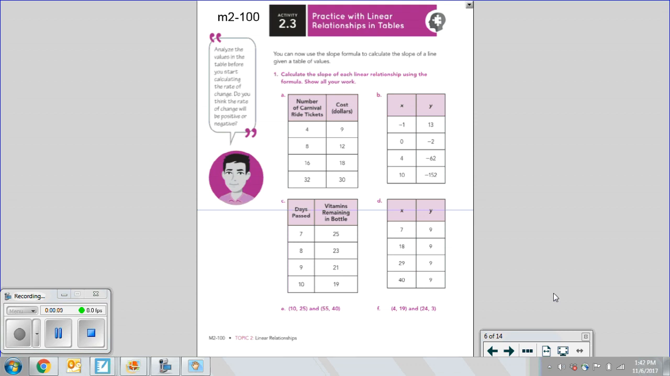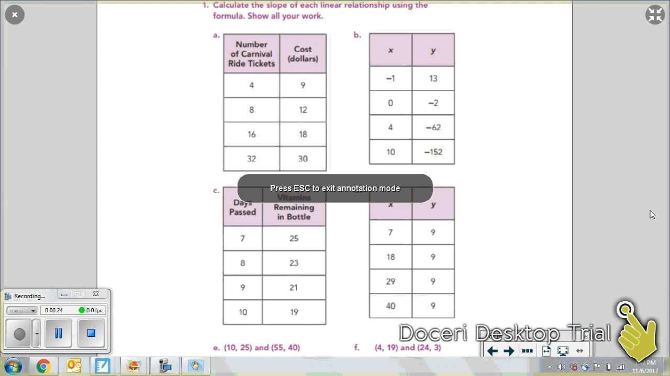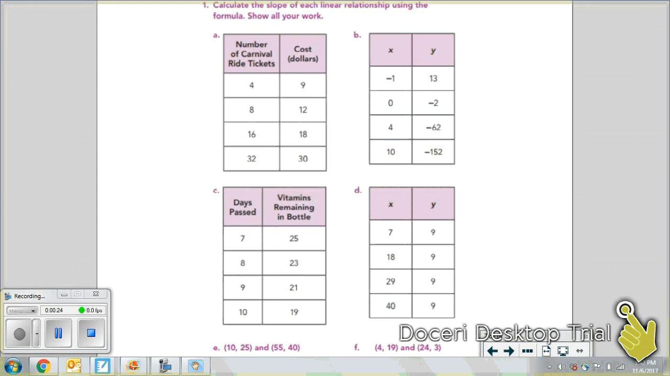So it says you can now use the slope formula to calculate the slope of a line given a table of values. Remember, the slope formula is the change in y over change in x. So we're going to use that as we figure this out. I'm going to zoom in a little bit. Here's what our tables actually look like. Remember that we want to use that formula. So over to the left, I want you to write that out. So we're using the change in y over the change in x. Remember, change is just the difference. We're subtracting.